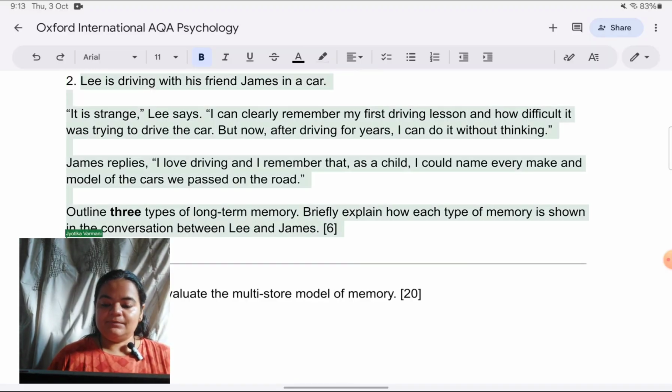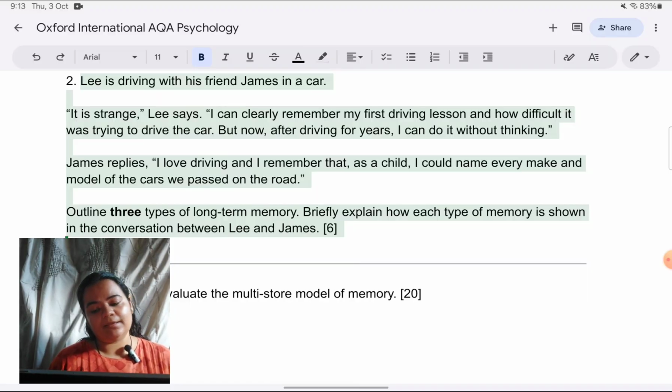Lee is driving with his friend James in a car. Lee says, I can clearly remember my first driving lesson and how difficult it was trying to drive the car. But now, after driving for several years, I can do it without thinking. James replies, I love driving, and I remember that as a child, I could name every make and model of the cars we passed on the road. Outline. The command term is outline. 3 types of long-term memory. Briefly explain how each type of memory is shown in the conversation between Lee and James.